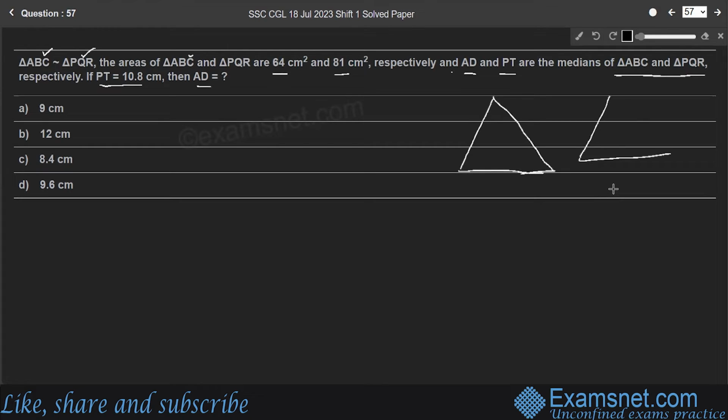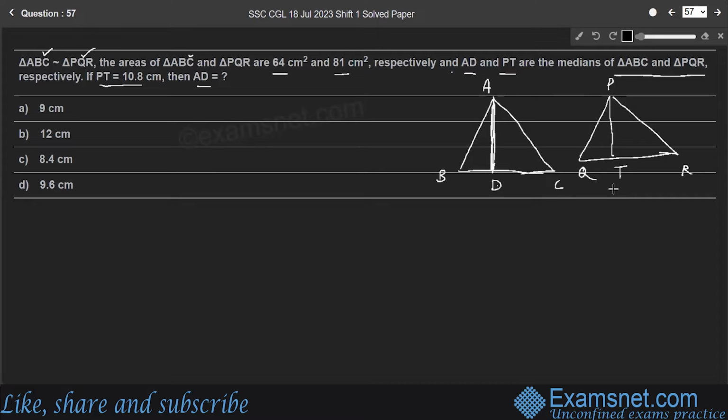So ABC and PQR. Here, AD is the median of the triangle ABC, right? Median means a line drawn from the vertex to the base. If it divides the base, then it is called a median, right? Whereas PT is the median of triangle PQR.